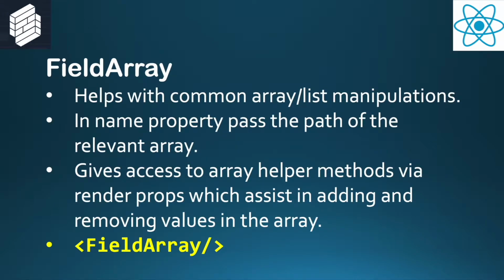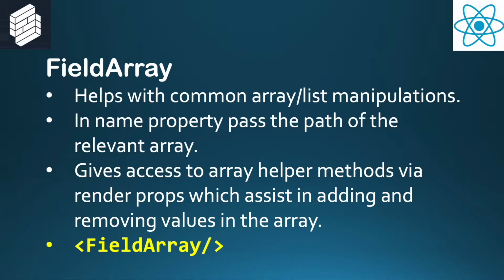So what are field arrays and why do we use them? Field arrays help with common array or list manipulations. Typically, what we have used so far are single values. You had text boxes or checkboxes or radios or drop downs, single value going in. Here we have an array of values. So you want to take a list of names, a list of products, wherein an array is getting formed. That is what field array helps us with.